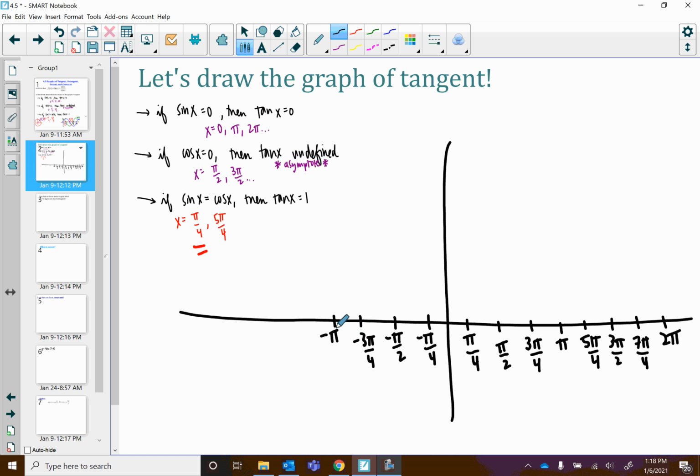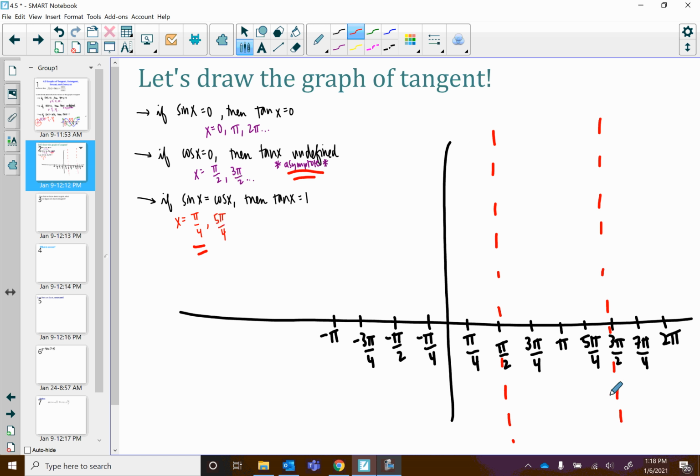I'm going to just do to negative pi, I think. That'll kind of give us enough. And then let's start with our asymptotes. Let's sketch in our asymptotes. So I know there's an asymptote at pi over 2, so that's right here. And I know that there is an asymptote at 3 pi over 2.